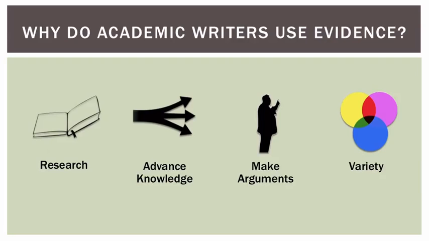We also, as academic writers, want to advance knowledge, so the evidence we use, I think, should show that this is what has happened before, this is where we're maybe heading, and this is why I think we're heading there, right? So you're using it to advance knowledge. You also use it to make arguments. If you make a claim, often you'll need to show why you are making that claim and how you arrived at that conclusion, so that other people will have more faith in what you have to say.